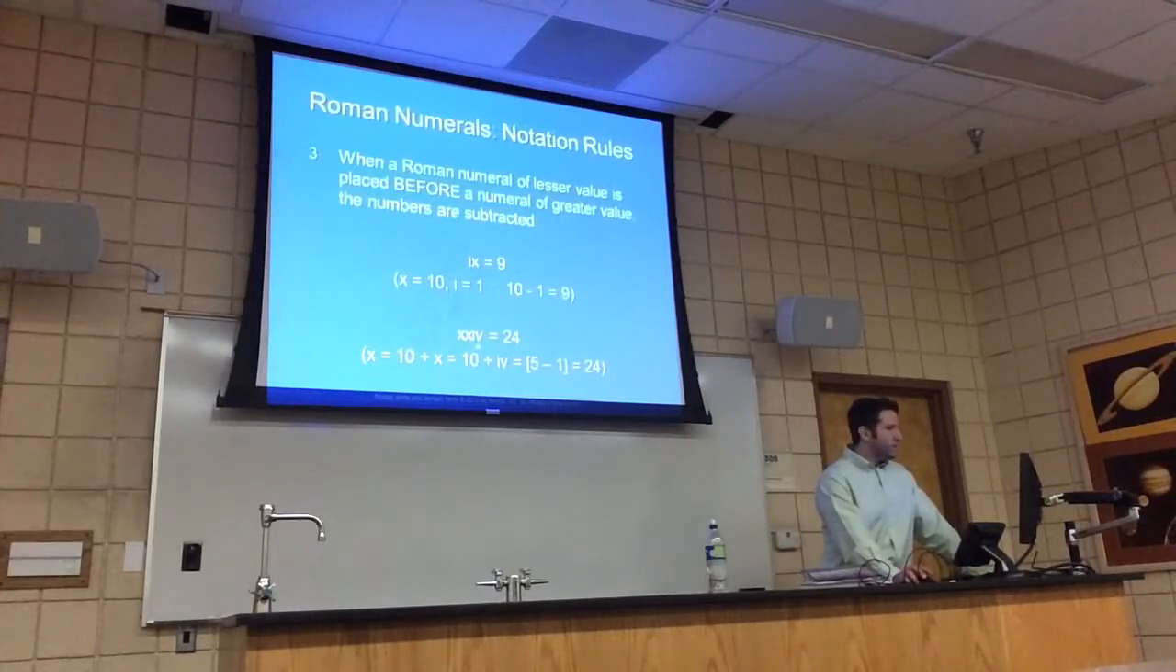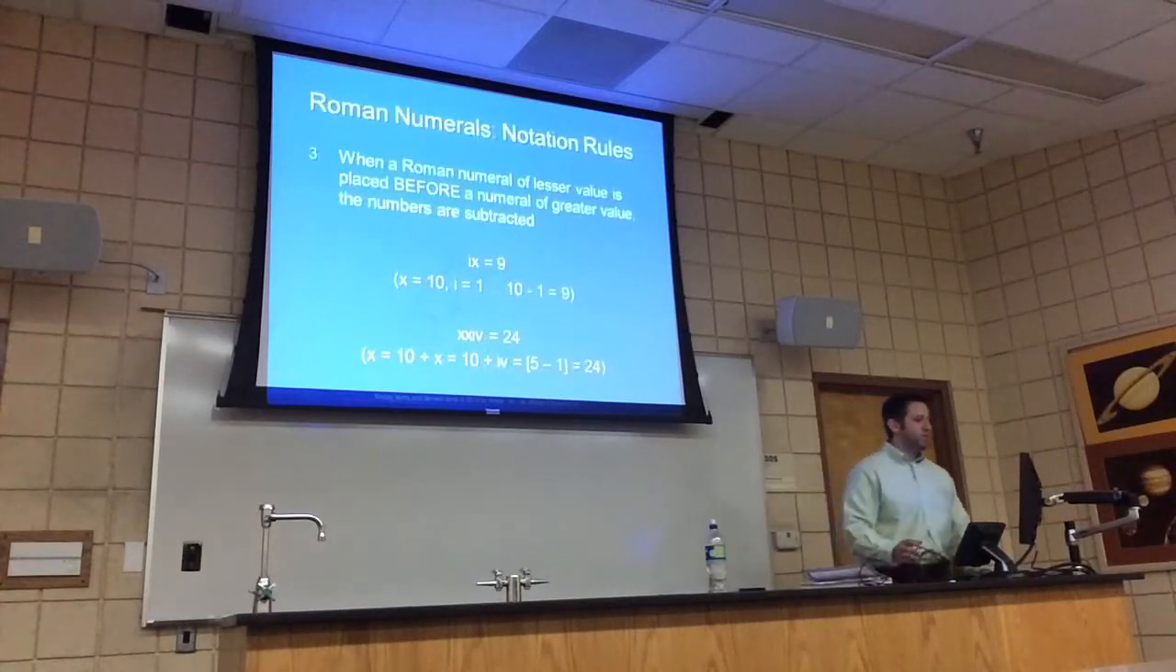Here's another one. We have XXIV. So remember that this before rule supersedes the after rule. So we have X, so that's 10, plus X, which is 10, and then we have an I here. Well, it's lesser than this one that it came after, right? But since this before rule supersedes the after rule, I is subtracted from V. This becomes its own separate number. Okay? So X plus X is 10 plus 10 plus 4, which is 5 minus 1, is 24.